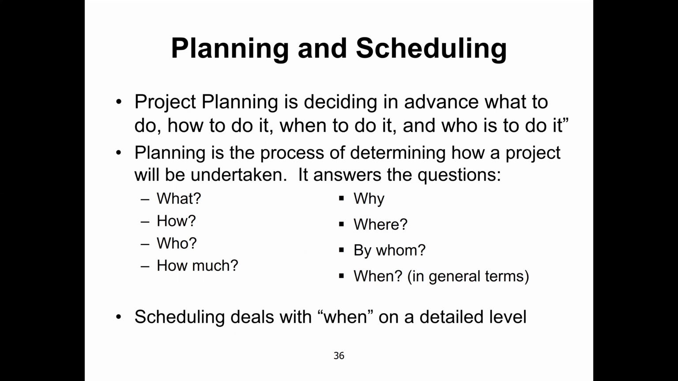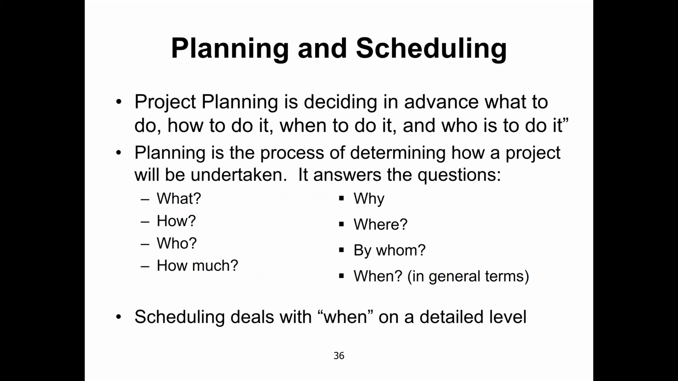So again, planning and scheduling. Project planning is deciding in advance what to do, how to do it, when to do it, and who is to do it. So this is planning. Planning is the process of determining how a project will be undertaken. It answers the questions: what to do, how to do it, and who will do it. Why we have to do this.